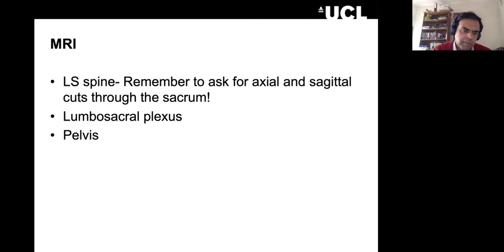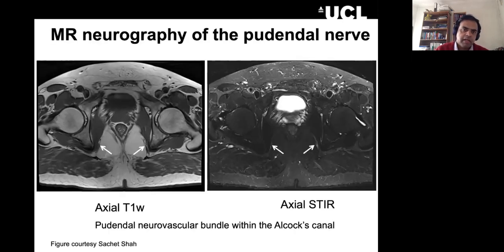Also, it is useful to image the lumbosacral plexus, to image the sacral plexus and the pelvis. Now, this is a sequence that our neuroradiologists at Queen's Square have actually developed. It's a neurography sequence of the pudendal nerve. Now, you can't really see the pudendal nerve well. You see the pudendal neurovascular bundle, and this is the T1 weighted image. This is the STIR sequence.